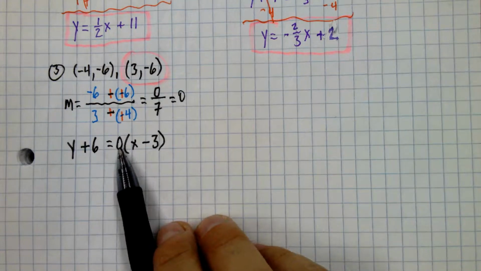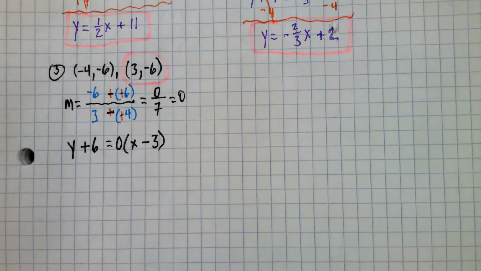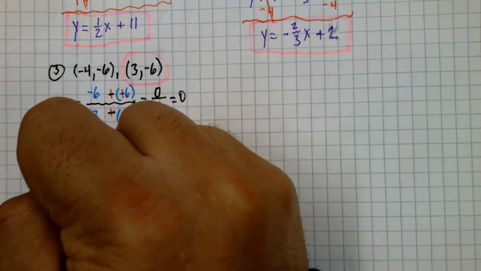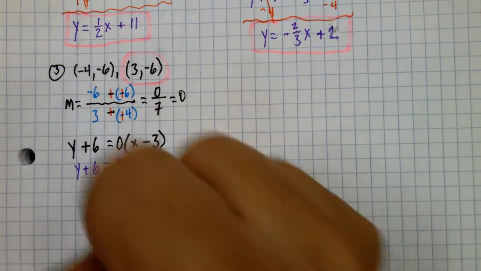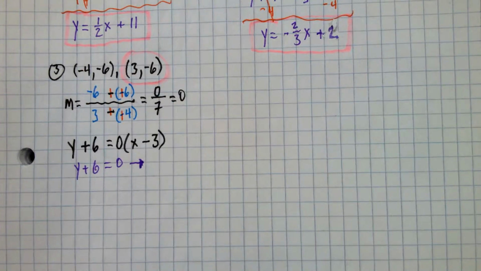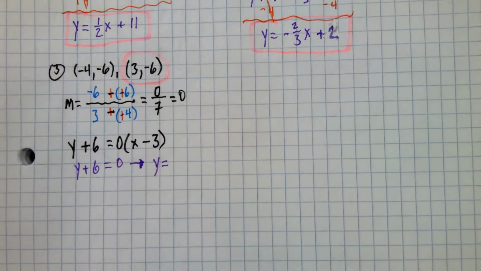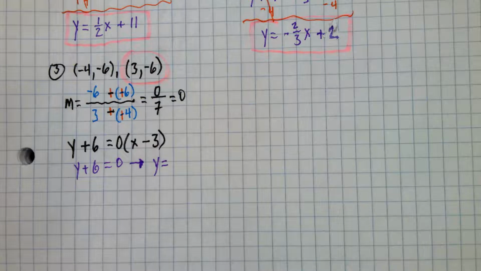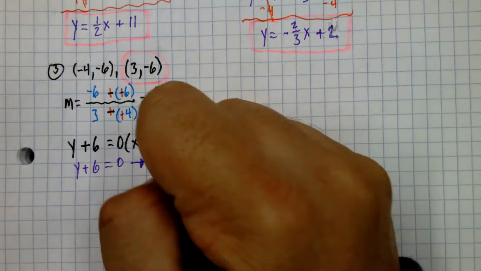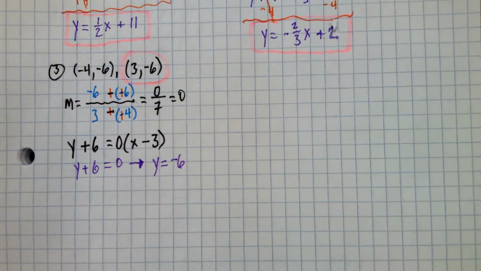What's going to happen when I multiply 0 times all of this? It's going to become 0. So I get y plus 6 equals 0. So just solve for y. What are you going to get? Well, you're going to subtract it though. So y equals -6. Remember, you subtract it on both sides.